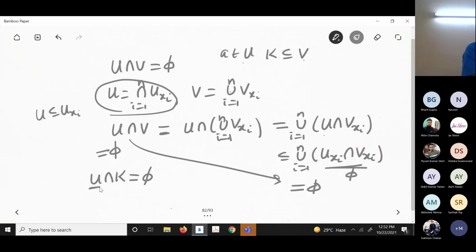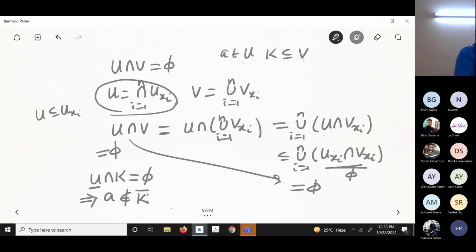But U is an open set containing A. It implies A is not a closure point of K. That means A doesn't belong to K bar. I am done. That means any point outside K is not a closure point.